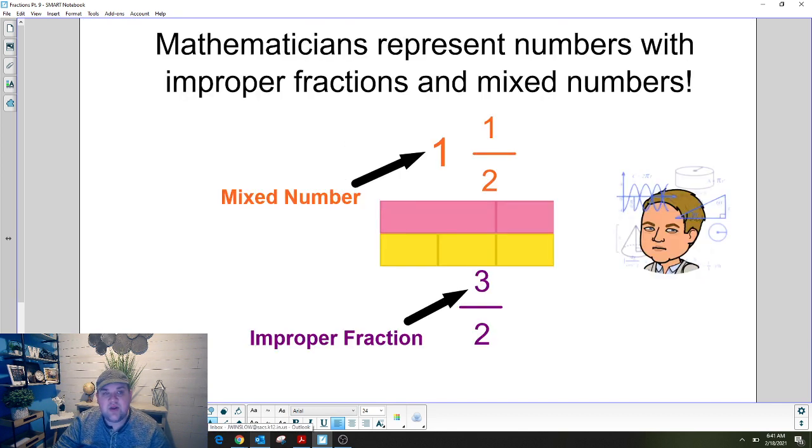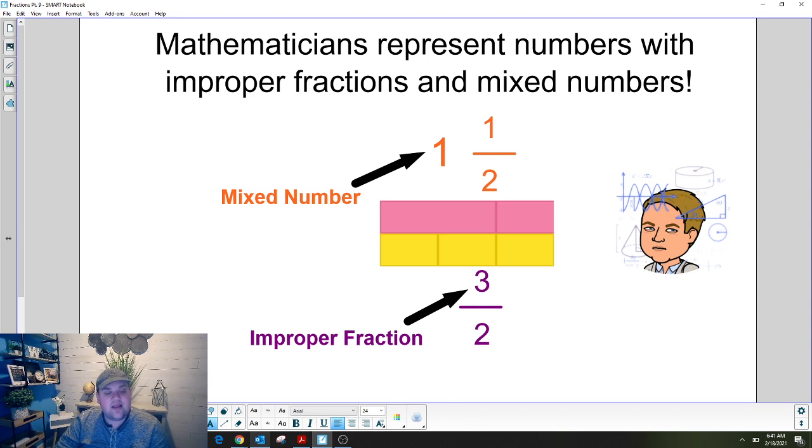Just as a quick review, remember mixed numbers are when we have a whole number plus a fraction, which is the extra pieces that are less than one whole. And then an improper fraction is when the numerator is larger than the denominator, so the fraction is actually equal to a number that's greater than one whole.